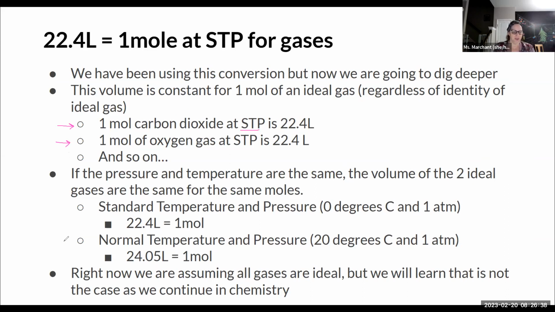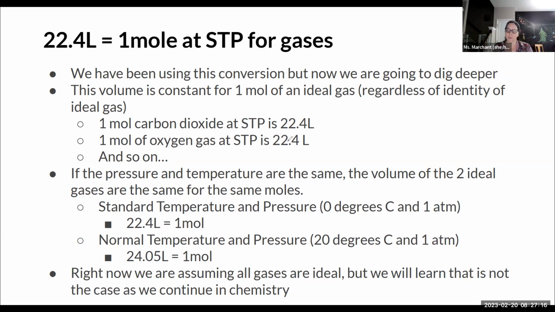Now you do not need to know normal temperature and pressure, but I just want to point out that this molar volume that we're using, 22.4, there's a number for every temperature and pressure. So you could look on a chart and say, what if I'm at 20 degrees C and 1 atmosphere? Then I have 24.05 liters equal to 1 mole of gases at that pressure and temperature. So there is a specific number you can look at for every pressure and temperature, or you can use some equations, which we're going to be learning about later.